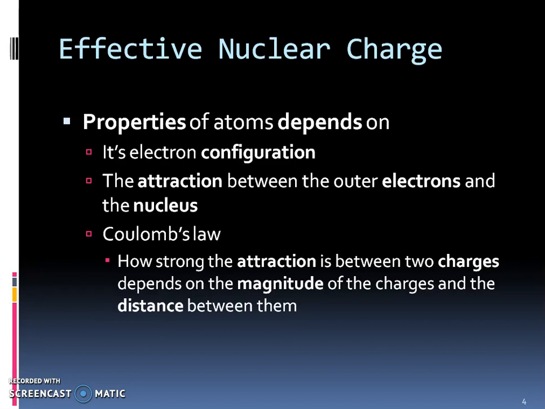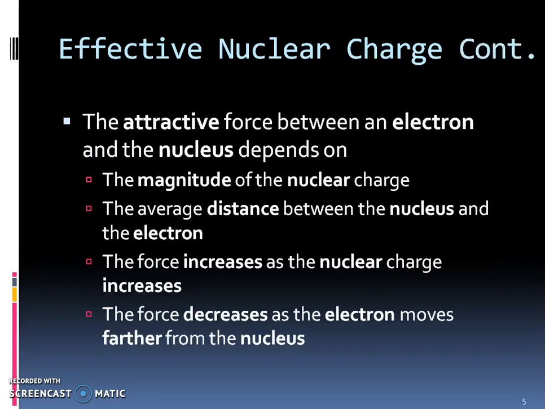So Coulomb's law, again, if we haven't discussed it already, is how strong that attraction is between those two charges, and it's going to depend on the magnitude of the charges and the distance. So Coulomb's law really takes two things into consideration: the charge, positive, negative, how strong that attraction is, what the magnitude is, is it +1, +2, +3, and the distance between them.